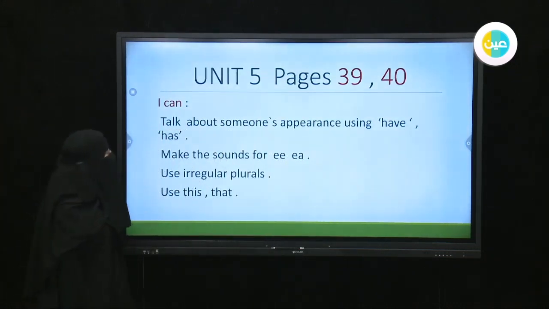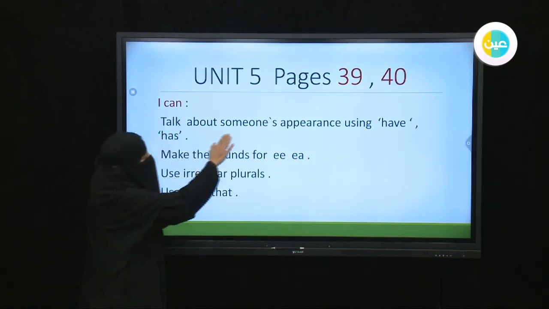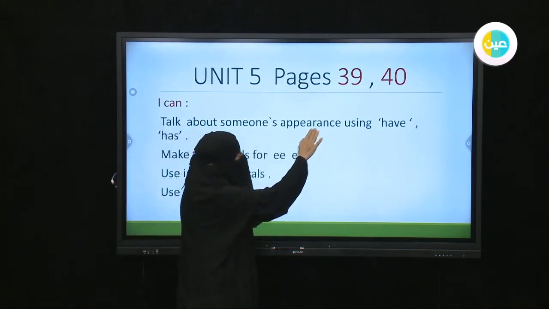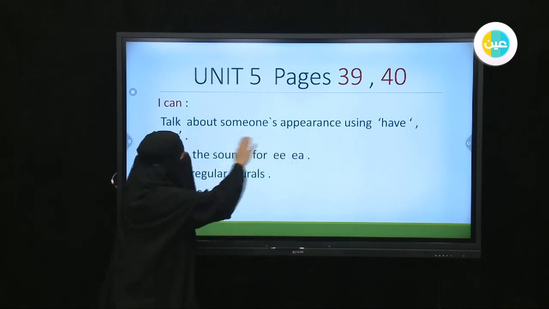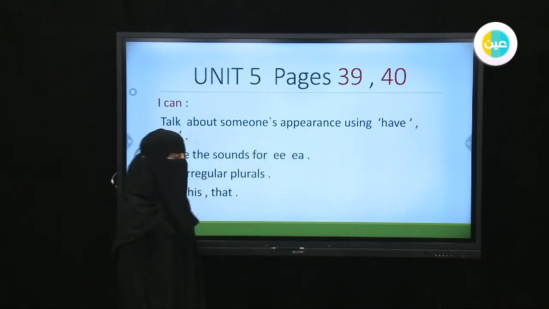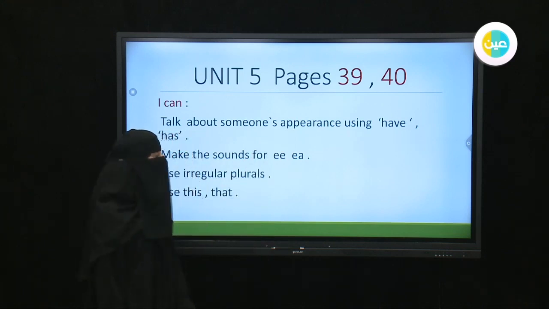So by the end of this lesson, you're going to say, I can talk about someone's appearance using have and has. What do we mean by the word appearance? It means how someone looks. You're going to be saying how they, for example, talking about the hair, the face, the clothes, okay?